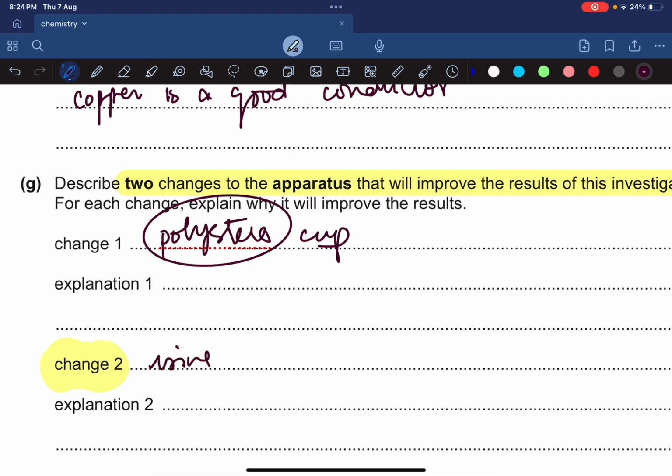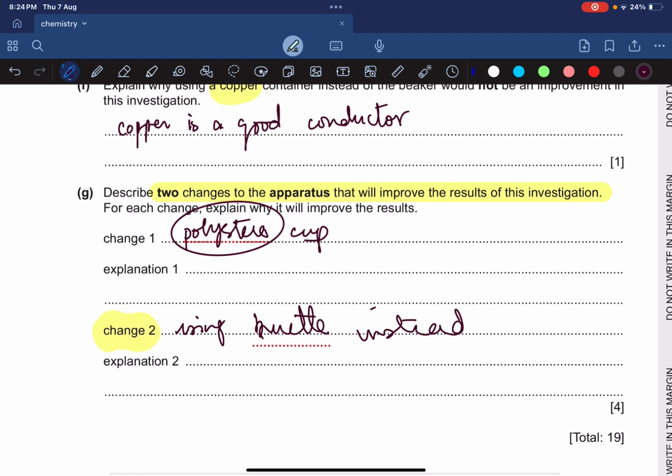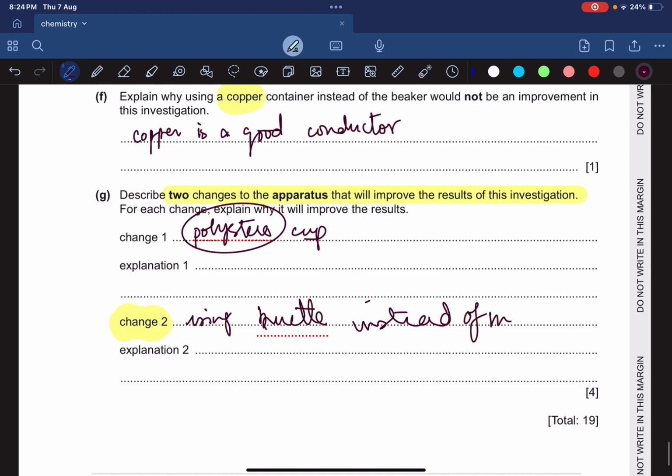Change 2 can be using a burette instead of a measuring cylinder. Why is a burette more accurate? It gives an accurate reading instead of a measuring cylinder. The explanation is going to be that a burette is more accurate, going to give you better results.